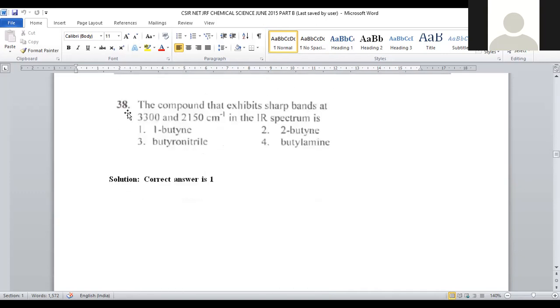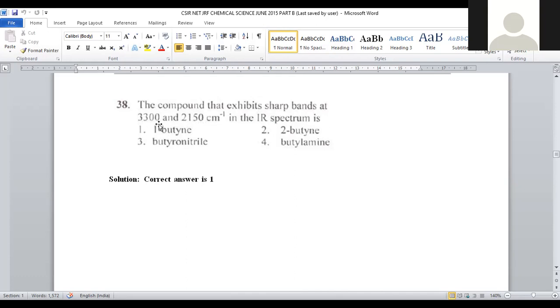So now let us move on to question number 38. It is a part of inorganic analytical spectroscopy, right? The compound that exhibits sharp bands at 3300 and 2150 in the IR spectrum. So it clearly depicts that this is the terminal acetylenic bond. Wherever a C≡CH group is present, that will give these two characteristic peaks.